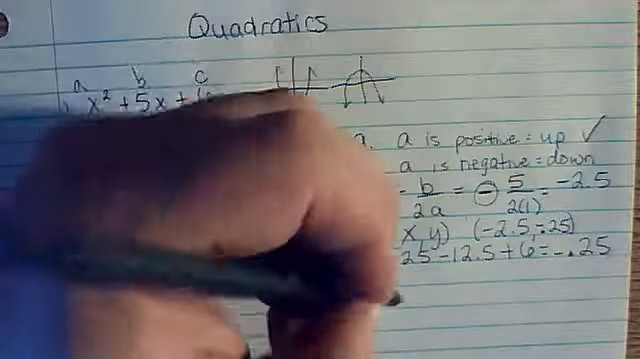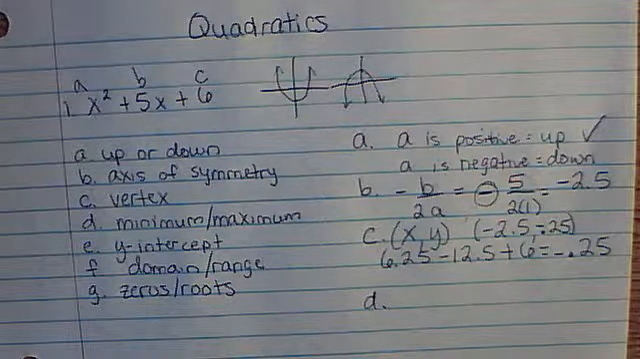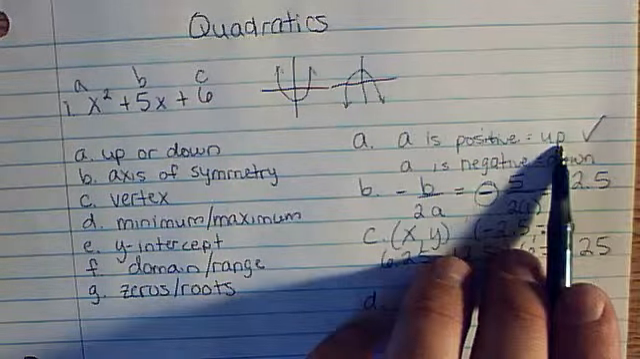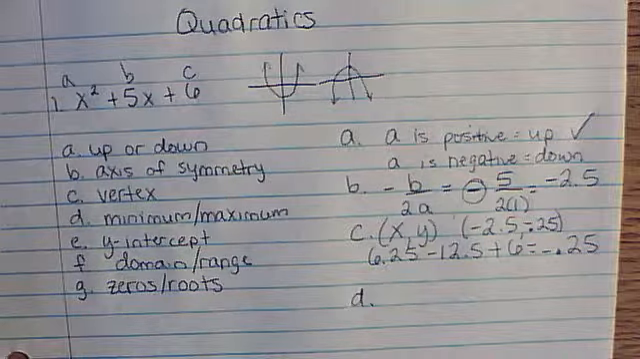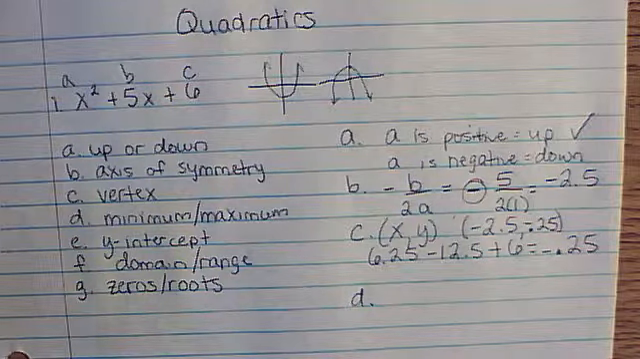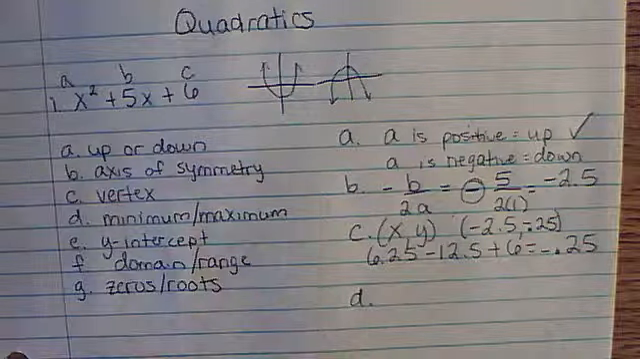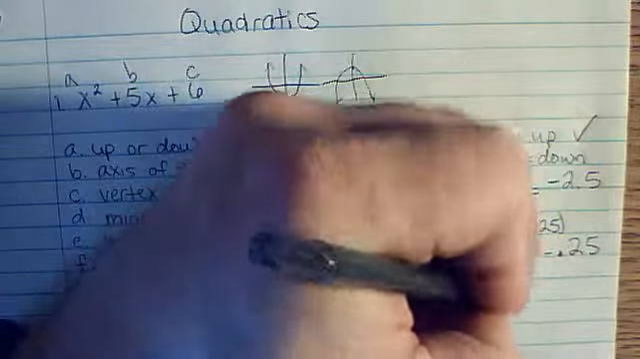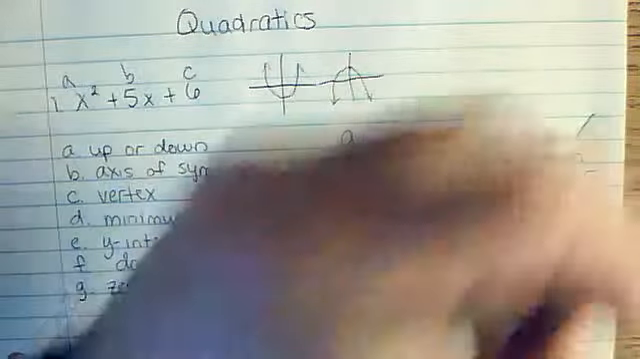Alright, so now I have my vertex at negative 2.5 and negative 0.25. Part D asks me to find my minimum or my maximum. Well, since my A value is positive and it's pointing up, that means that I will have a minimum value. So that vertex represents the very minimum point, the lowest point of that parabola. So I know I'm going to have a minimum, and that minimum will be at that vertex of negative 2.5 and negative 0.25.